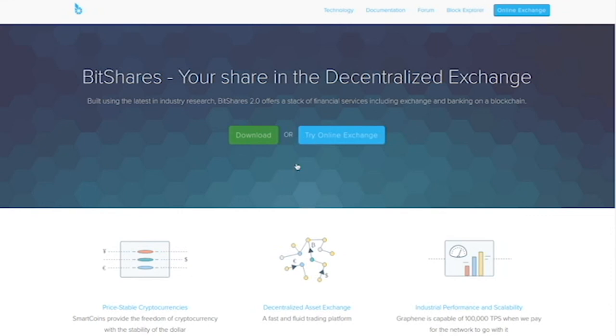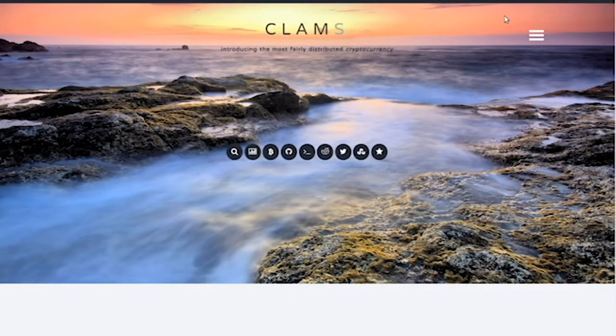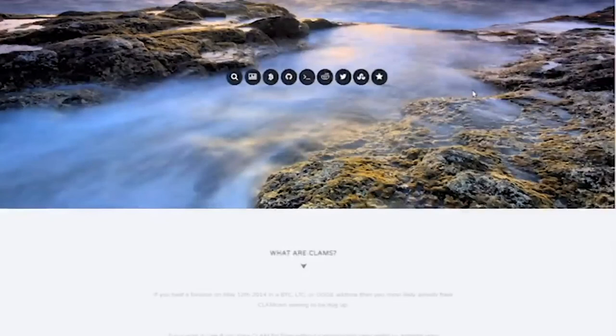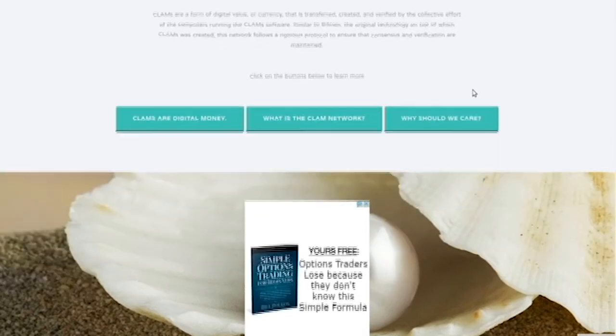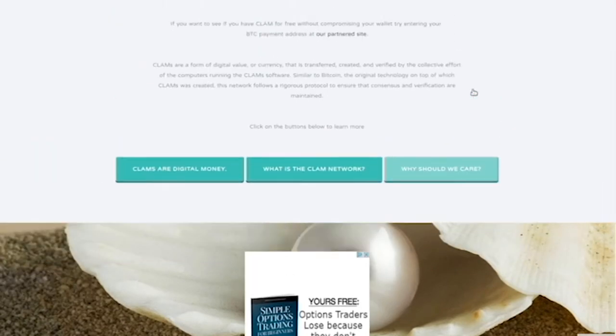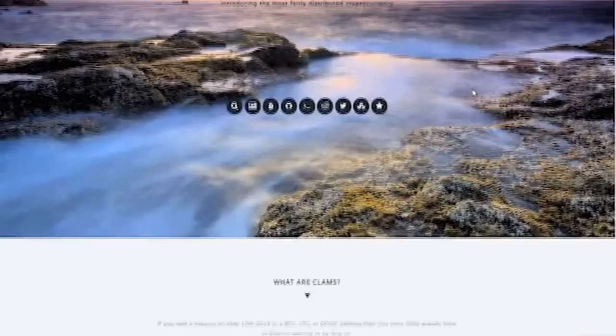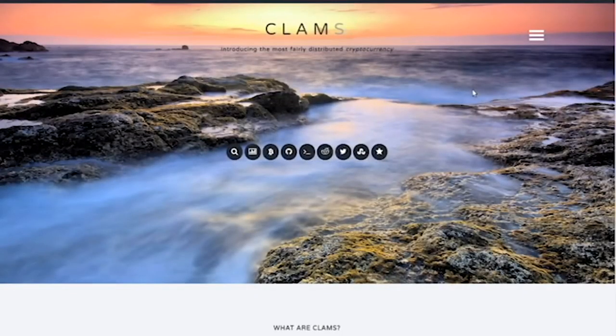Another one that's kind of cool to look at is called Clams. Clams have been going up pretty consistently in value. This one's a little bit more, I don't know if it's called hipster or millennial or what, but these guys are a bit more about branding and just talking about who they are. But both of them more or less work the same way.